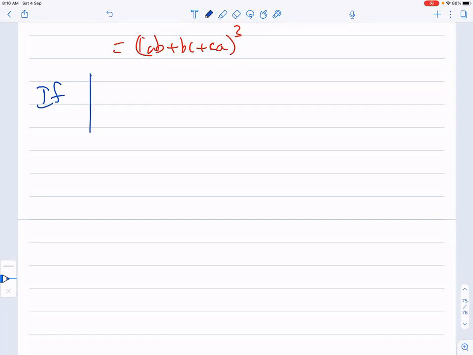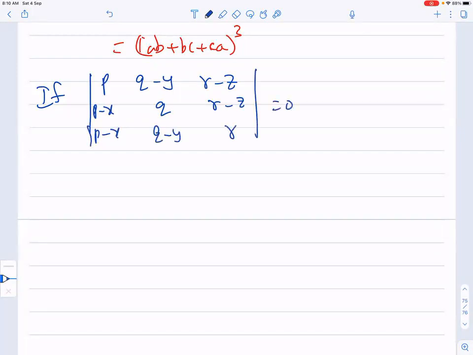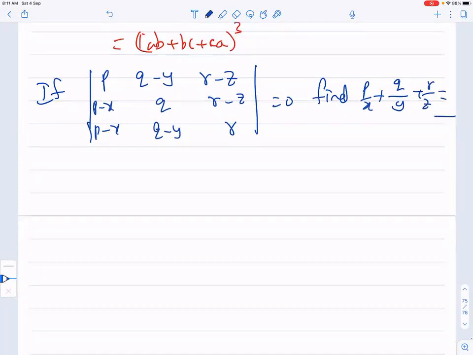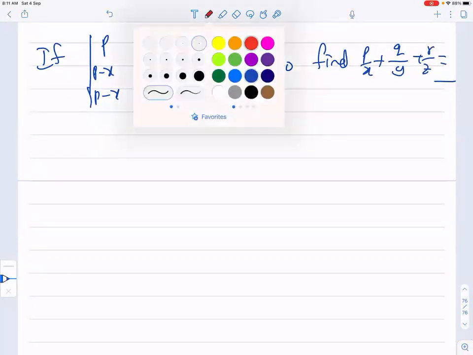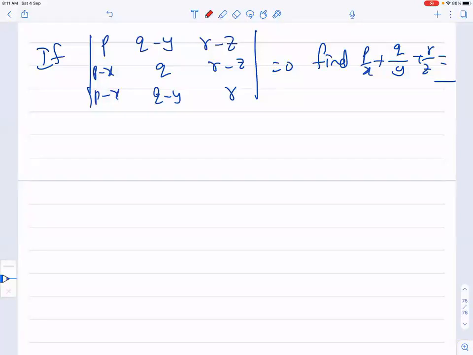If the determinant with rows (p, q minus y, r minus z), (p minus x, q, r minus z), (p minus x, q minus y, r) equals 0, find p upon x plus q upon y plus r upon z. Okay, how do I solve this? Observe the correspondence. The first step I'm going to do is R2 goes to R2 minus R1, and R3 goes to R3 minus R1.